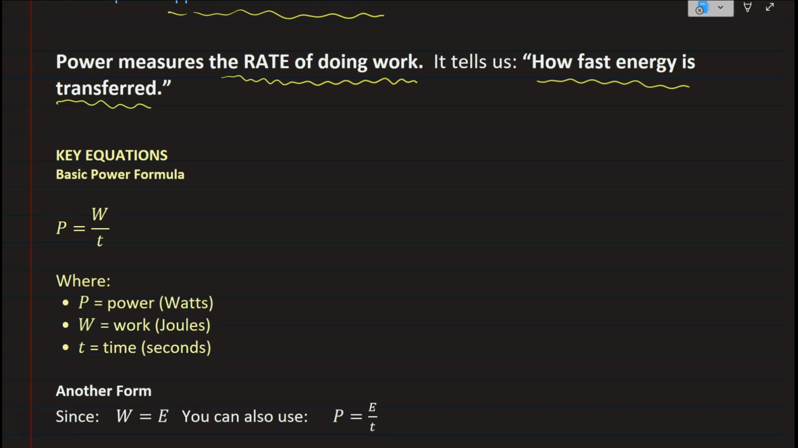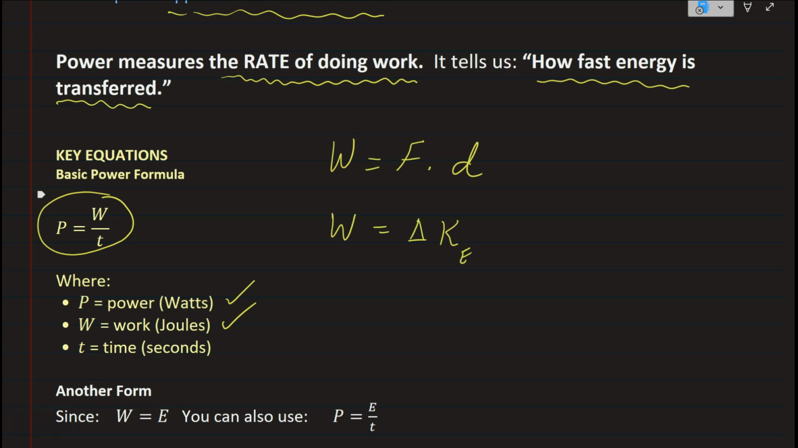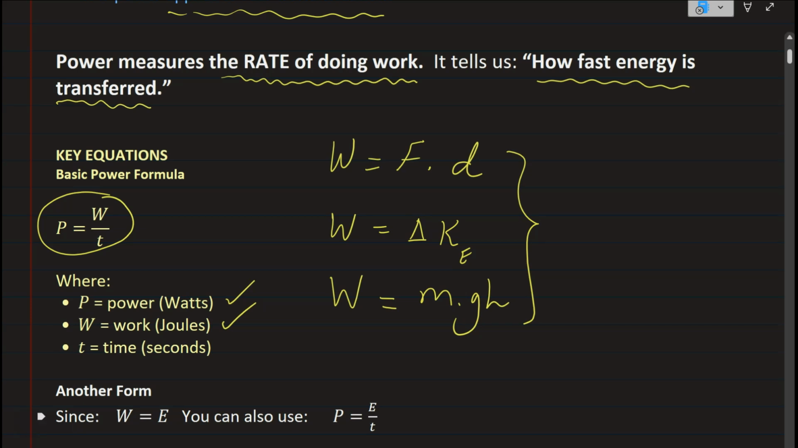The key equation for power is this right here. P is equal to W over t, and P is power, the unit is watts. The W is work in joules, and we know what work is. Remember, work was force times distance, and also work was change in kinetic energy. Okay, it can also be mgh, gravitational potential energy. So this is what we're talking about when you're dealing with different formulas for power, because you can replace W, work, with any of these three other equal values.